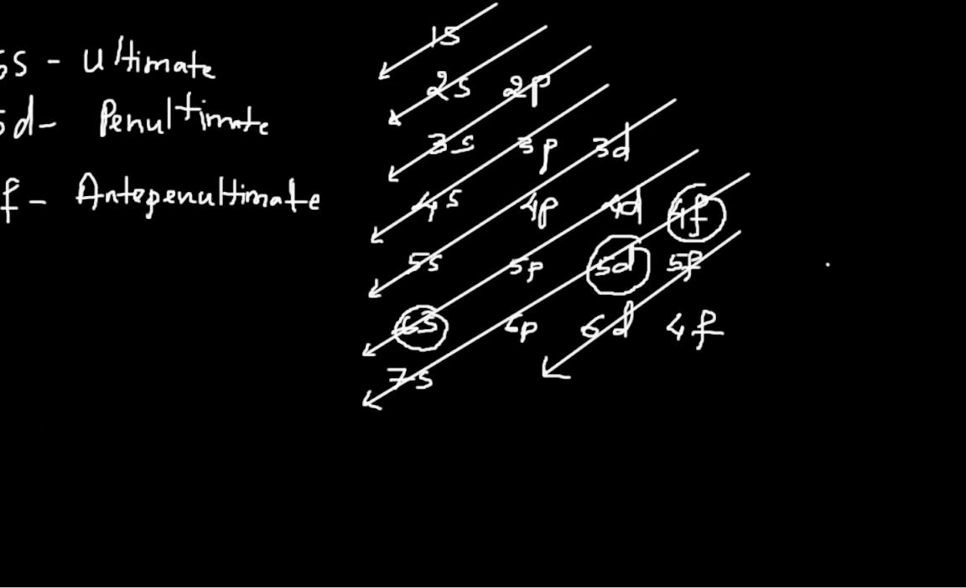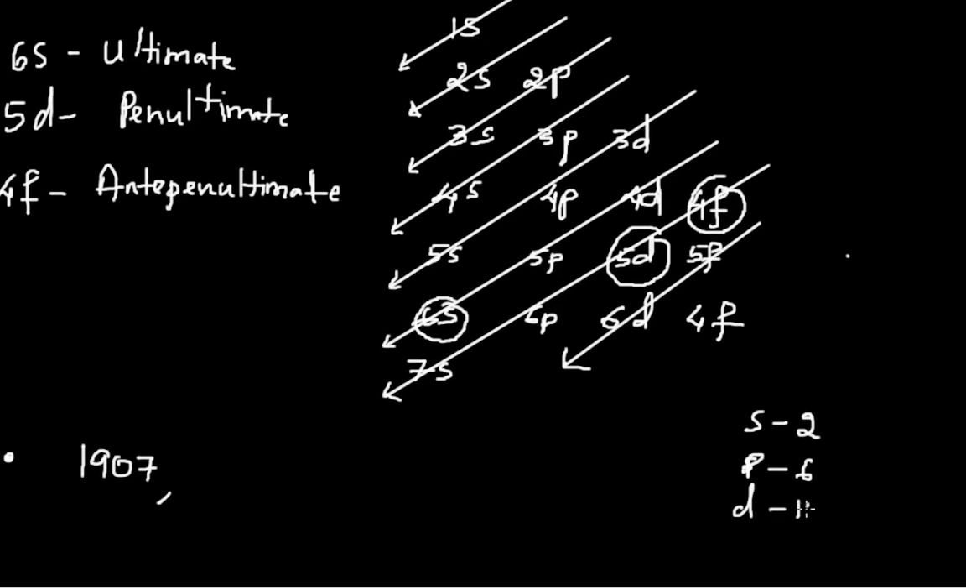At an introductory level, what is point 2? Until 1907, all 14 of them were thought to be one single element. And why are lanthanides 14 in number? Simply because s orbitals can hold up to 2 electrons, p up to 6, d up to 10, and f up to 14. So up to 1907, all these 14 lanthanides were thought to be one single element.